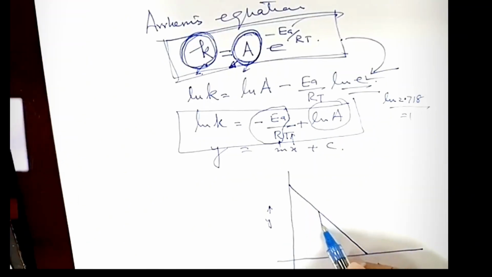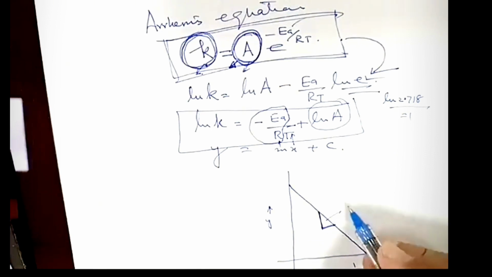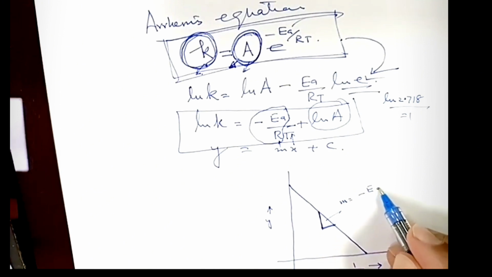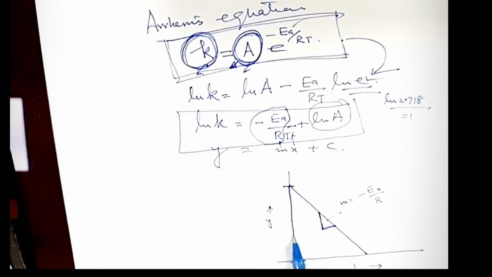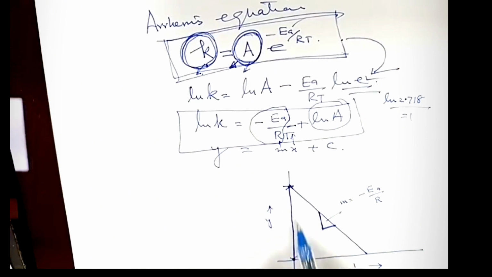If there were no intercept, the line would pass through the origin. Now this gradient, which we can also call the differential, gradient or slope, I will call m, the slope. This is equal to minus Ea over R. And the intercept on the y-axis, where the line intersects the y-axis, this value is called log of A, which is the intercept.